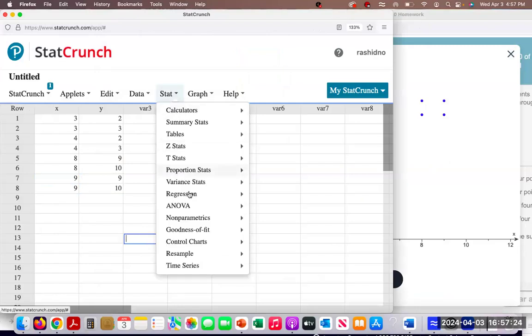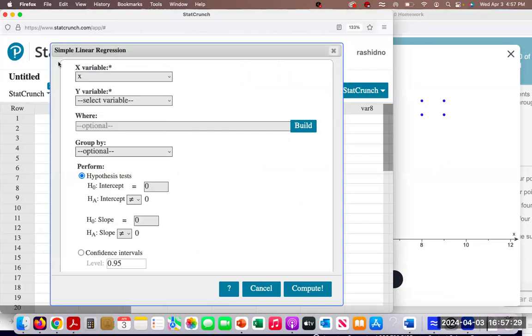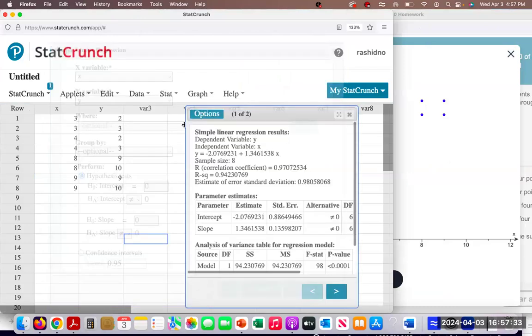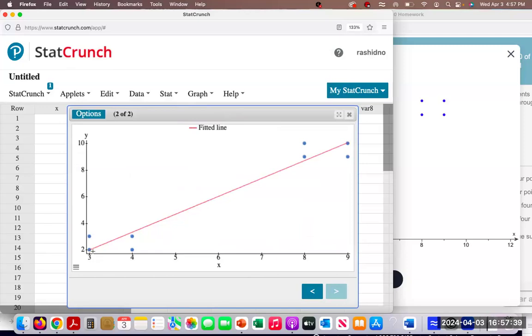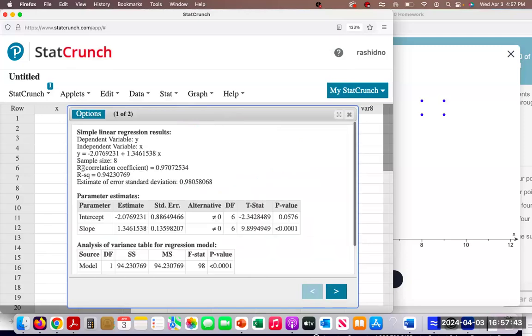Follow the same steps: Stat, Regression, Simple Linear. X is our X variable, and then we have a Y variable. Compute. And right away, we can see that our correlation coefficient changed. Now the regression line has a slope and it's increasing. So R rounded to 3 decimal places is 0.971.